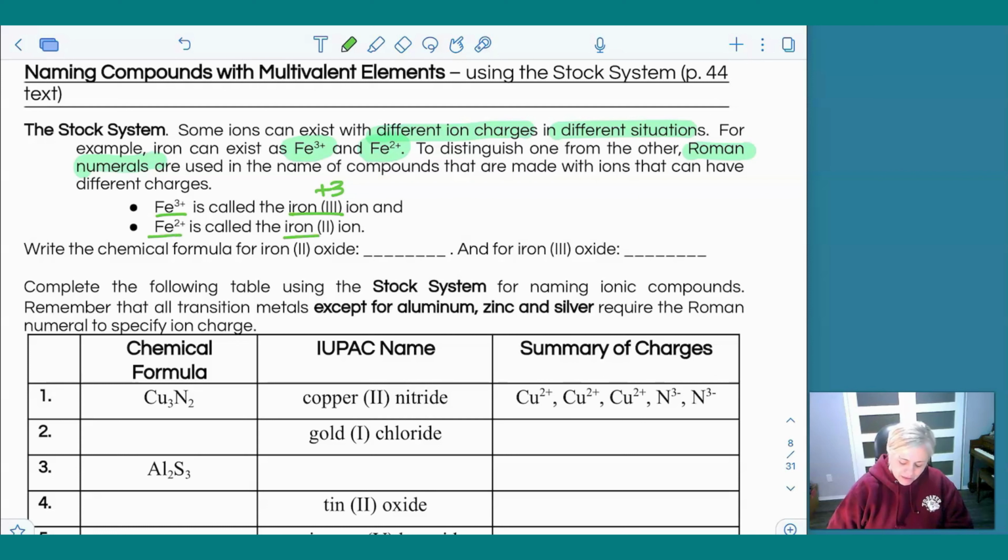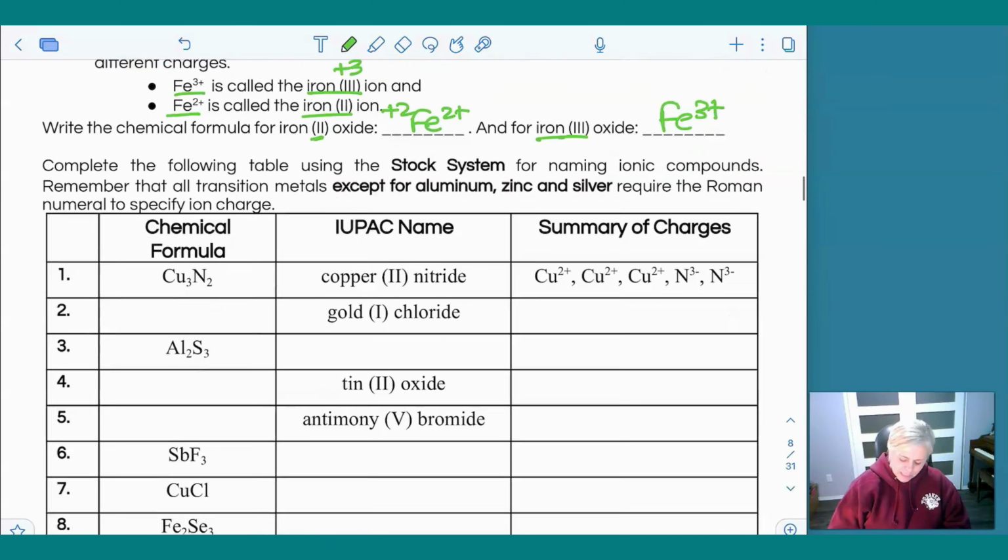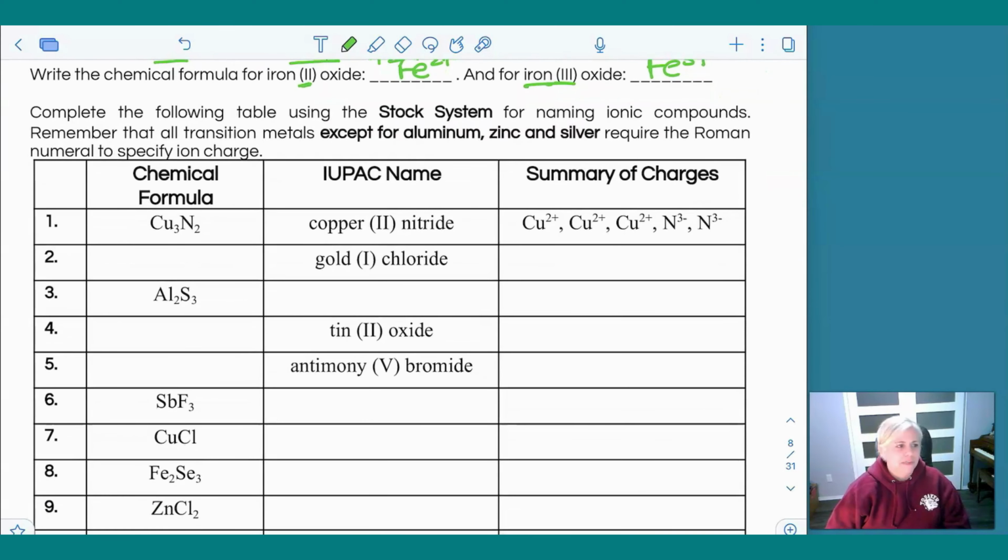Fe+2 is going to be written as its name, iron 2, or Roman numeral 2, to show us that it is the +2. So you can see that's going to make a difference in how it combines with the anion. So the chemical formula for iron 2 would be Fe 2+, and for iron 3 would be Fe 3+. So basically we treat them like two completely different cations, and we have to balance them completely differently from one another.